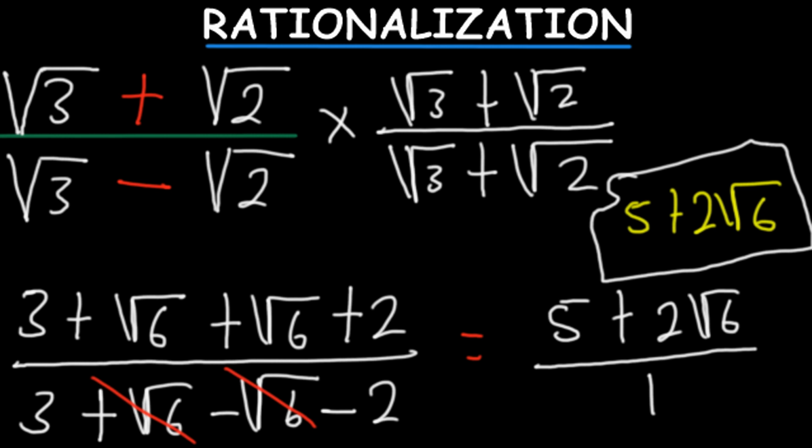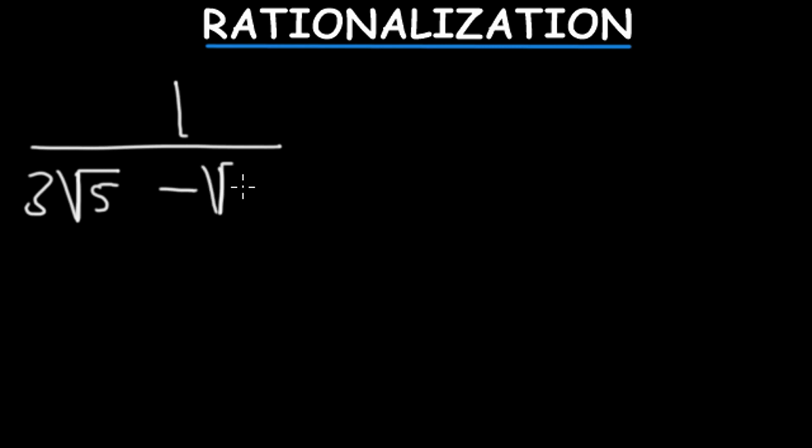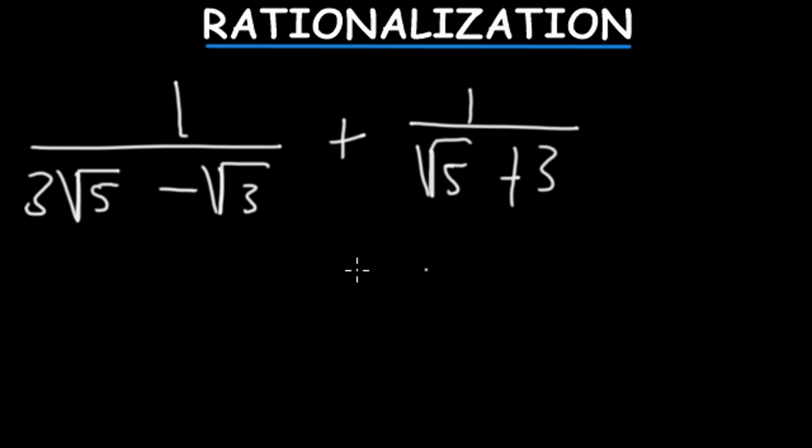Okay, so let's try to work out one example. Let's say we have 1 over 3 root 5 minus root 3, plus 1 over root 5 plus 3. So let's say we have this particular expression and we are required to rationalize it.